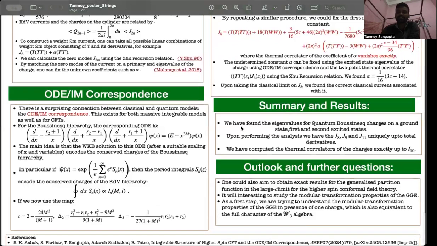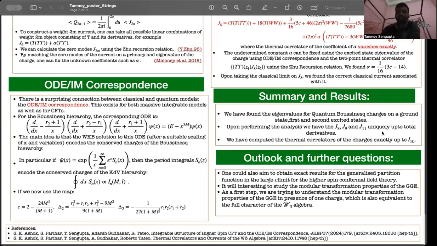So the results are the following. We have computed the eigenvalues of the Boussinesq charges in the ground state, first excited state, and second excited state. We have fixed 3 new currents, which are J8, J9, and J11, and we have computed thermal correlators of the charges exactly up to I10.